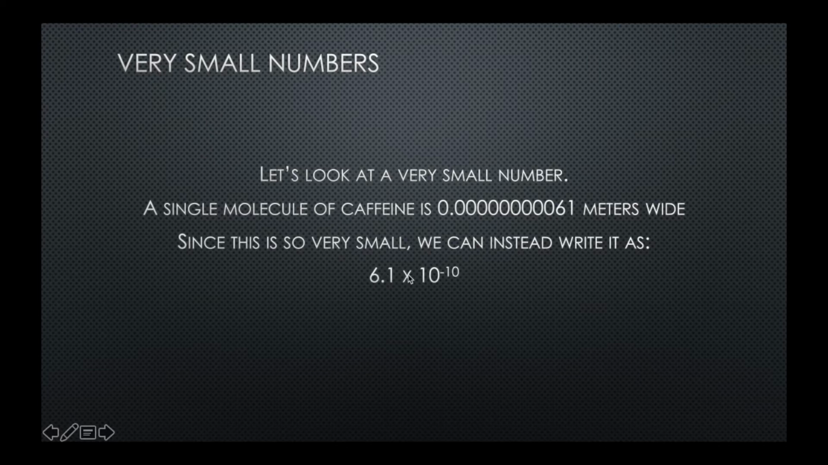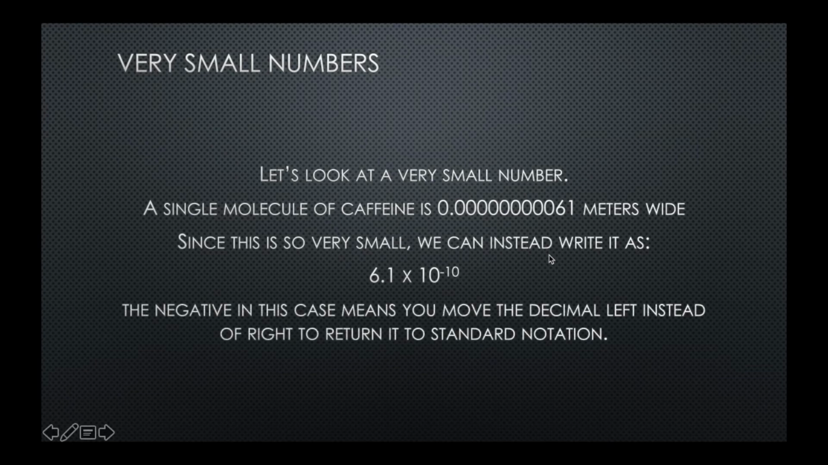So that would be 6.1 times 10 to the negative 10th, where this negative 10 means that I move the decimal point, it's not 6, 10 places to the right. To rewrite it in standard form, I'm going to move it from where it is right now 10 places to the left. Okay, so there we go. Very large, very small numbers.